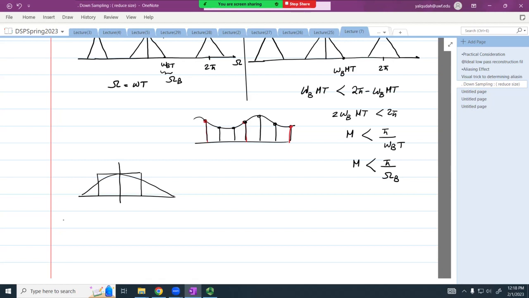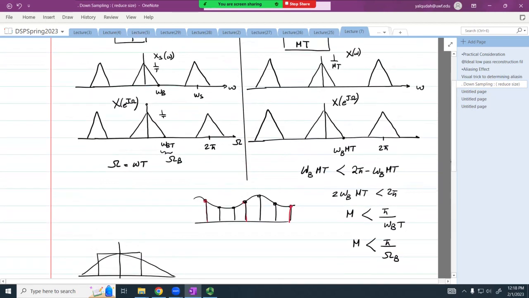Make sense? Real quick, what was the subscript B for? That's the bandwidth of the signal. So this signal has a bandwidth that is omega_B.